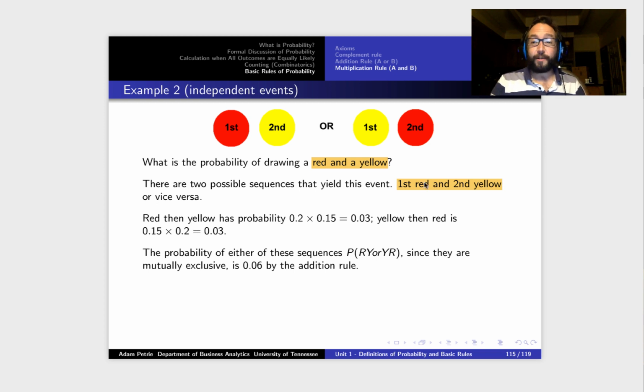So red then yellow, easy enough probability to calculate. First one red is 20% times second one yellow, 15%. That works out to be 0.03. The opposite order, well, same end result here. First yellow would be 0.15, second red would be 0.2. Still get a 0.03 out. Add those 2 together by the addition rule. The probability of a red followed by a yellow or a yellow followed by a red, mutually exclusive, only one of those 2 things can happen. So we get to straight up add those 2 probabilities. We get 0.03 plus 0.03, getting a 0.06 from that addition rule here.